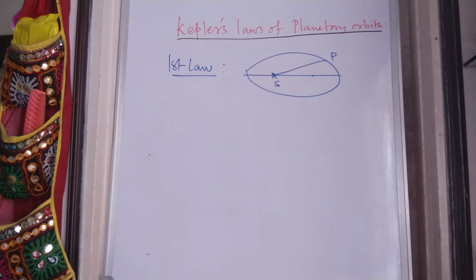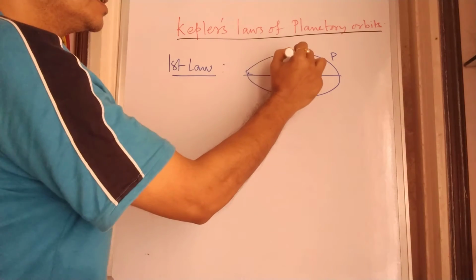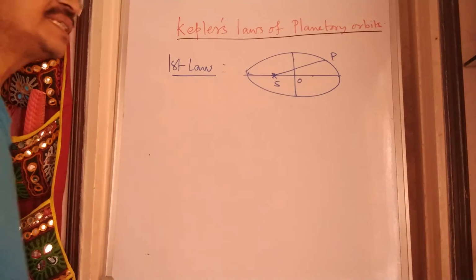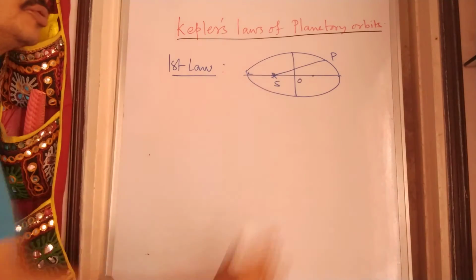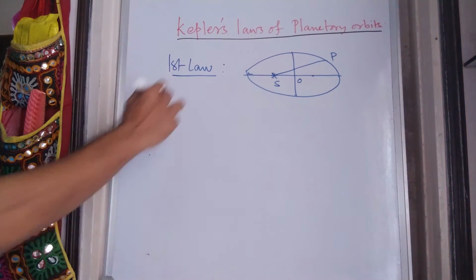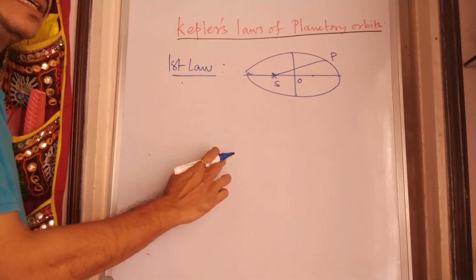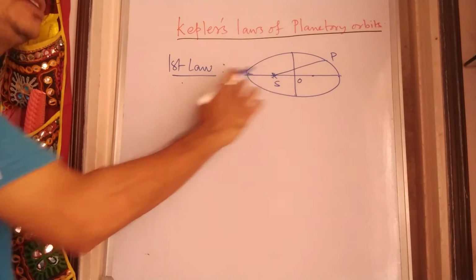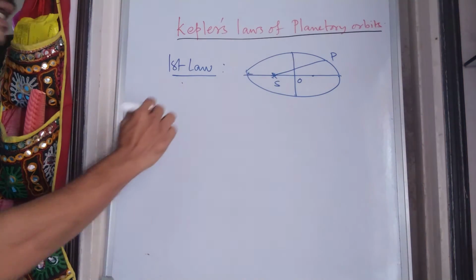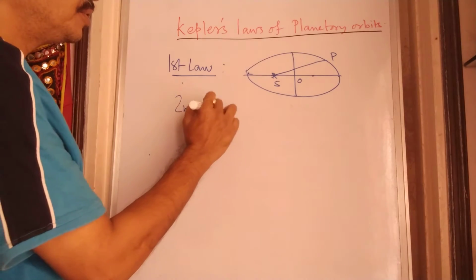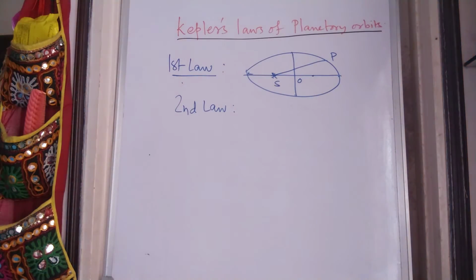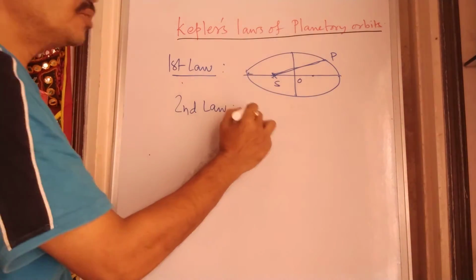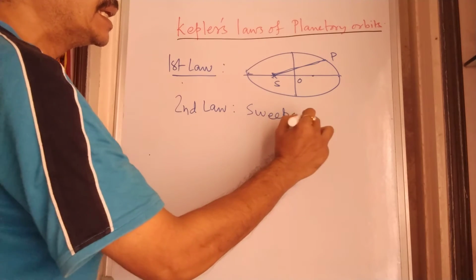We all know that in an elliptic path we have this as the center, this as the major axis, and this as the minor axis, and these are the two foci. So Kepler's first law states that each planet rotates in an elliptic path with the Sun at any one of its foci. And the second law of Kepler states that this radius vector from the Sun to the planet sweeps out equal area in equal time.